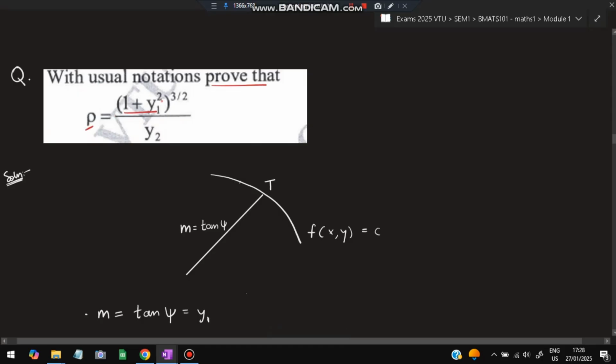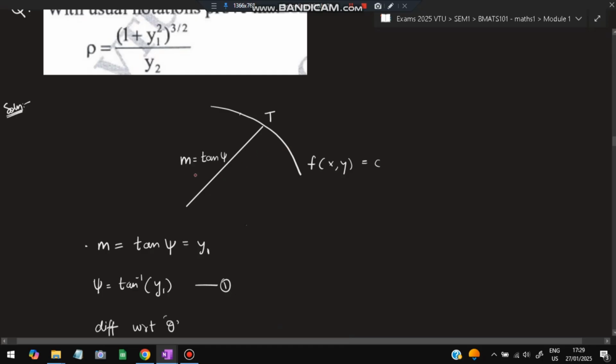Moving on to the third super important proof, we have with usual notations proved that rho is equal to (1 plus y1 square) raised to 3 by 2 divided by y2. Here y1 is the first differentiation and y2 is the second differentiation. For this you have to make this simple diagram. You just make a single line here and you will make a curve here.